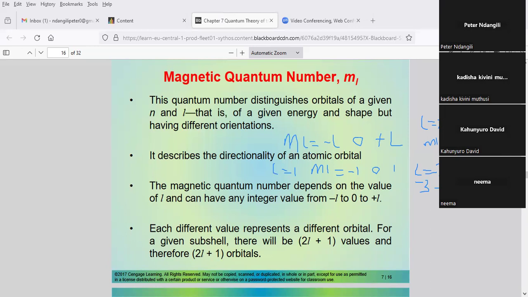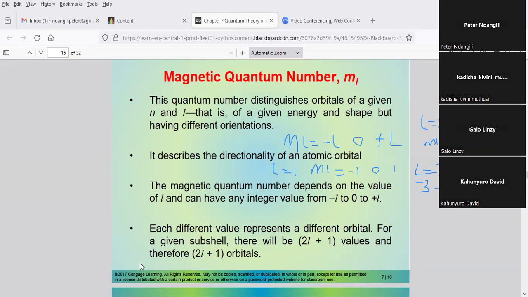Any question? Let me see whether there's anybody who has raised their hand. So when you have different values of L, you can get ML values. Yes, what do you mean by the directionality of an atomic orbital? Is it the way it is positioned? Where it is facing? I will illustrate. Okay, thank you.